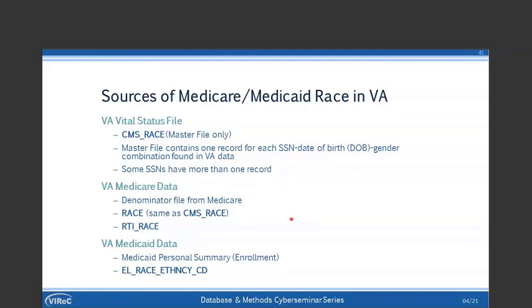You can also obtain data if you apply through, I guess it's VIReC, that you would apply to the CMS data for and go through that application process. But then you can get the denominator and enrollment files that will get you data on race and ethnicity from Medicare and Medicaid. In the Medicare denominator file, there's both a race variable, which corresponds to the CMS_race variable from the vital status file, but there's also an imputed race variable called RTI_race, which we'll discuss in a minute. And then the Medicaid also has information on race and ethnicity.